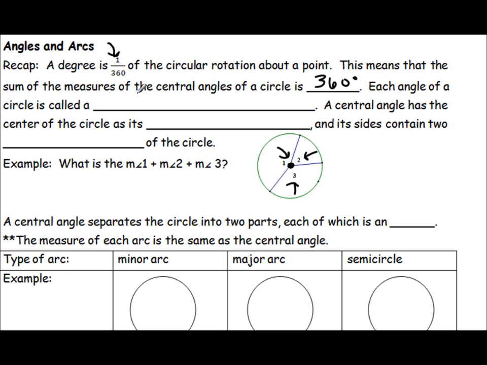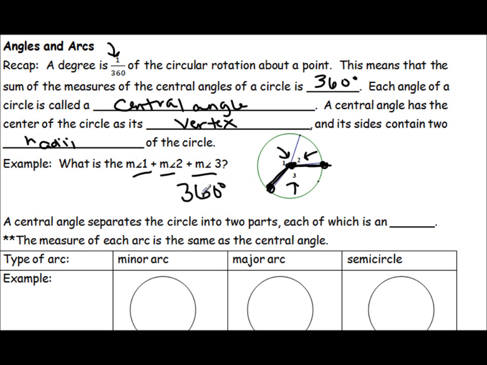Recap the angle of a circle. Each angle of a circle is called a central angle if the angle's vertex is in the center of the circle. The central angle has the center of its circle as its vertex, as I just said, and its sides are contained in 2 radii of the circle. So from the center to the end point, that's one radius. Center to the end point, that's another radius, and the plural of radius is radii. So the measure of angle 1, 2, and 3 is going to be 360 degrees.